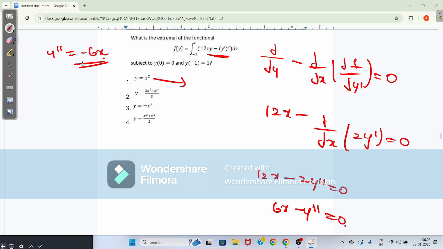Now for this, find the y double dash value. No need to calculate all these terms. Find the y double dash value. What will we get? Y dash gives the value 2x. Y double dash gives the value 2 here. So this is the wrong option here.